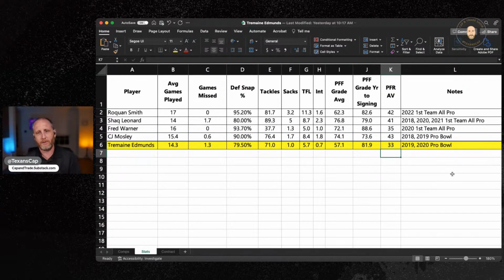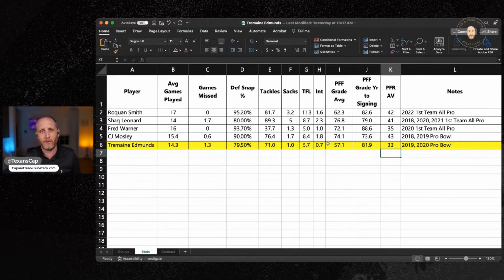Whereas Roquan Smith, he was all team, first team All Pro. Shaq Leonard, as we know, Houston Texans fans were familiar with his performance. First team All Pro, 3 years. Warner got one as well. Mosley was Pro Bowl.